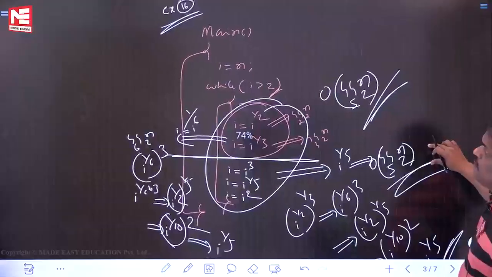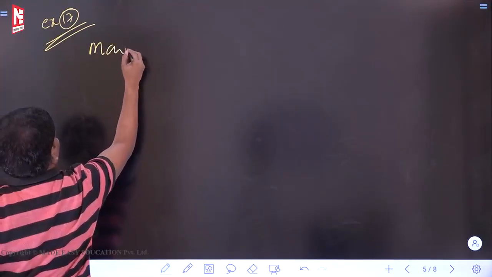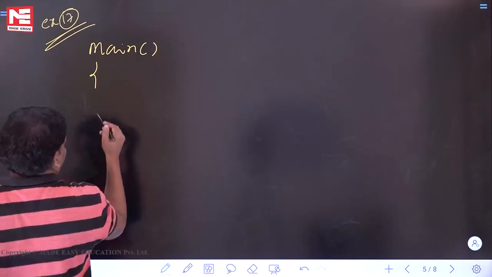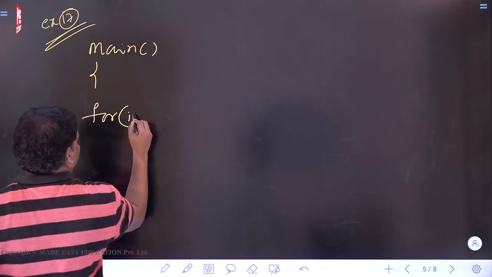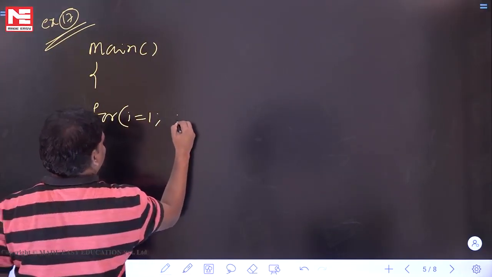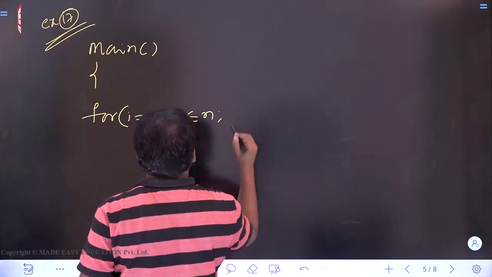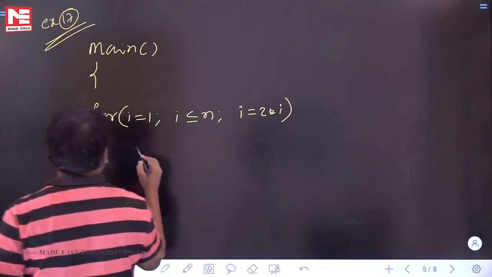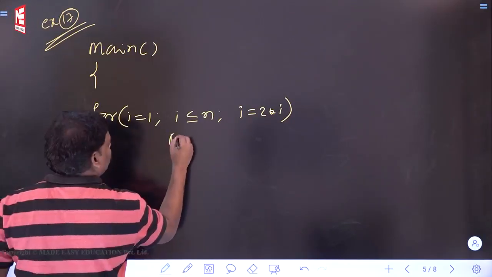This is example 16. See this problem also. It is given in one of your previous papers. main, for I is equal to 1, I less than or equal to n, I is equal to 2 into I. Next one is going to be p plus plus.